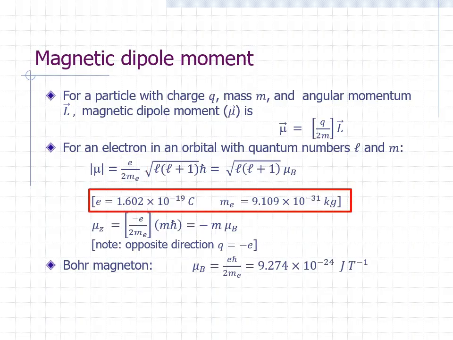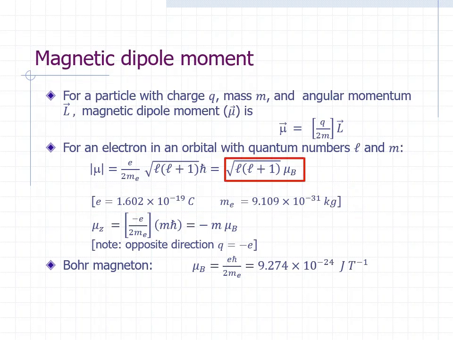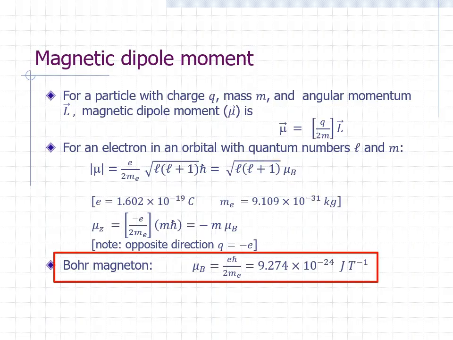Here, e is the magnitude of the charge of an electron, which is 1.602 times 10 to the negative 19 coulombs. The charge of an electron is negative e, but we use the absolute value if we just want the magnitude. The mass of the electron, m sub e, is 9.109 times 10 to the negative 31 kilograms. We find the magnitude to be square root of L times (L plus 1) times mu sub B, where the constant mu sub B is called the Bohr magneton. The Bohr magneton is equal to e times h bar divided by 2 times m sub e. Its value is 9.274 times 10 to the negative 24 joule per Tesla.